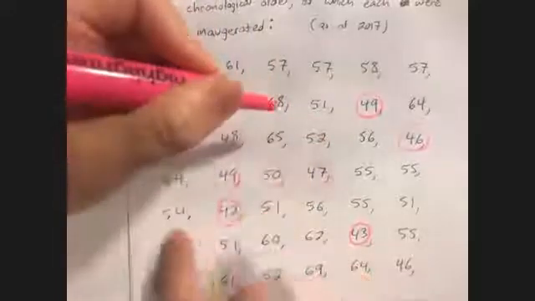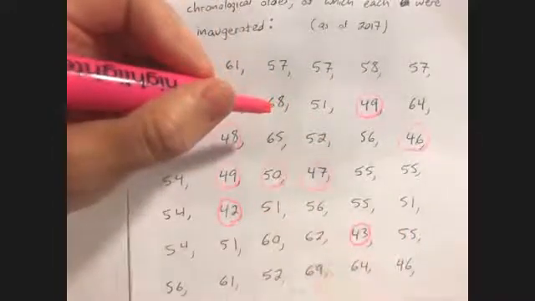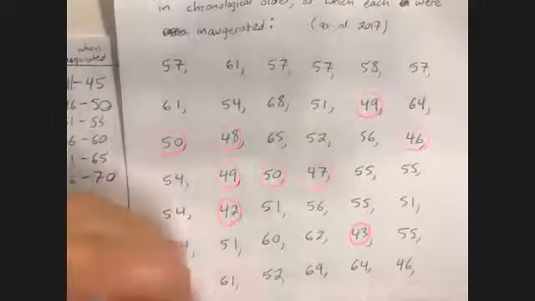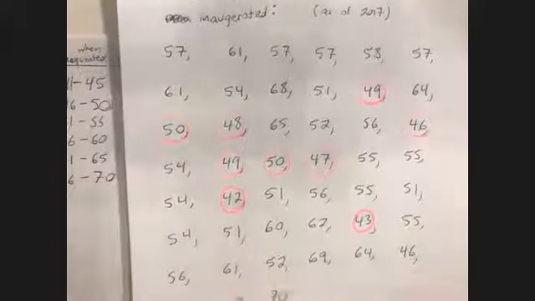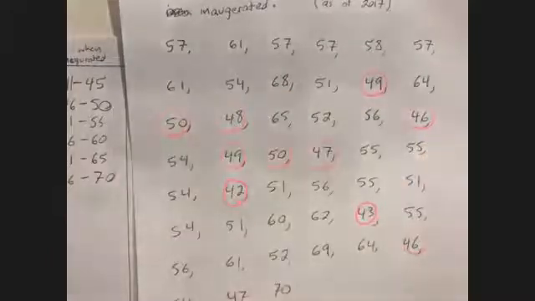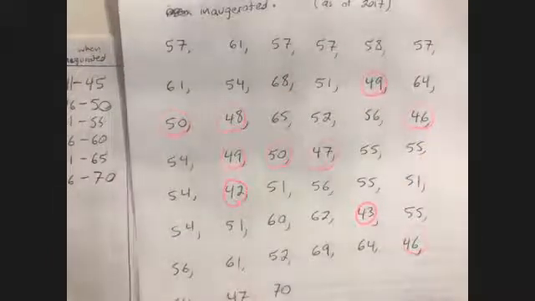1, 2, 3, 4, 5, 6, 7, 8, 9. So it took me a minute to find them all. All right, so there were 9 between those 2.